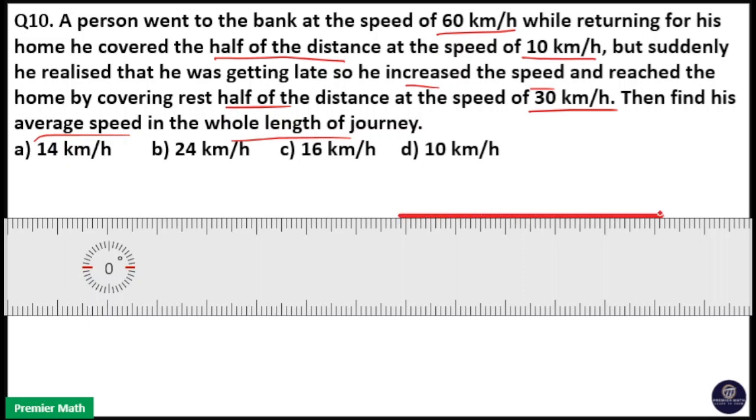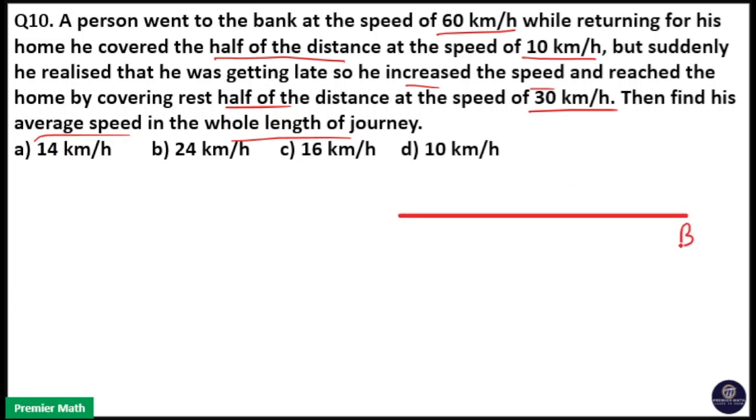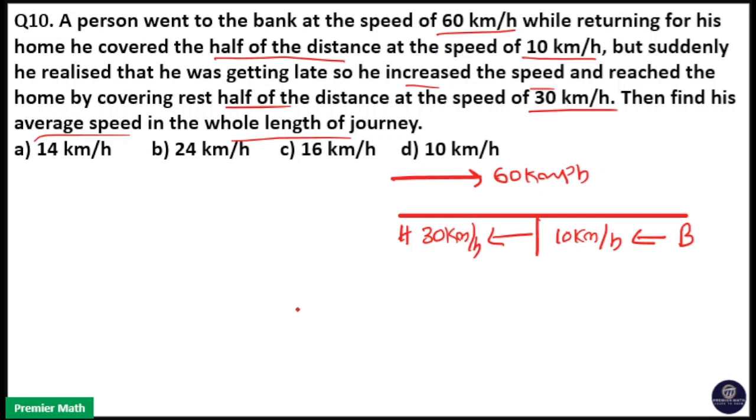Here, a man goes to the bank from his home at a speed of 60 km per hour. But while returning home, he covers half of the distance at a speed of 10 km per hour and the other half at a speed of 30 km per hour. Here the distance is not given, and we need to find the average speed of this entire journey. Since the distance is not given, I will take the LCM of the speeds anyway.